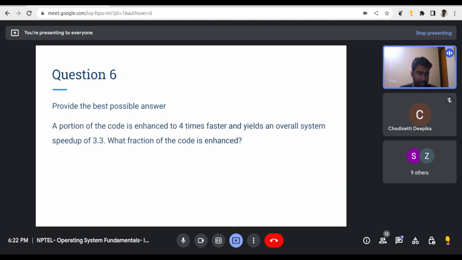So you have to make use of Amdahl's law again. The overall speed up equals 1 divided by (1 minus the fraction enhanced, plus the fraction enhanced divided by 4). That is the formula that you have to use. Now you have to find out the fraction. What fraction of the code is sped up by 4 times so that we can get an overall speed up of 3.3?